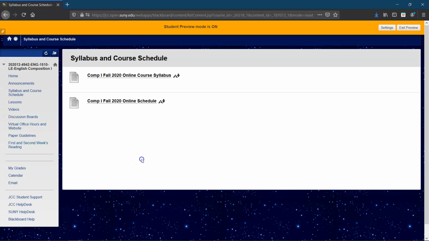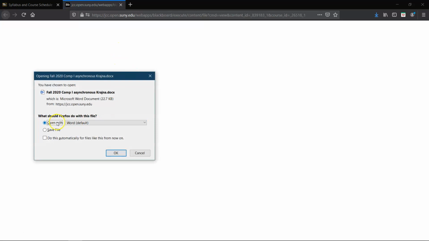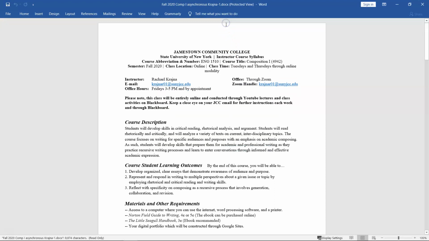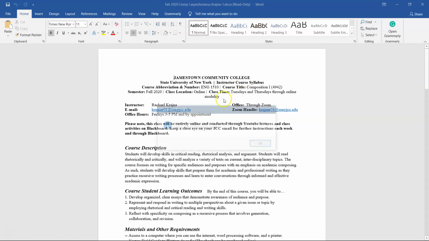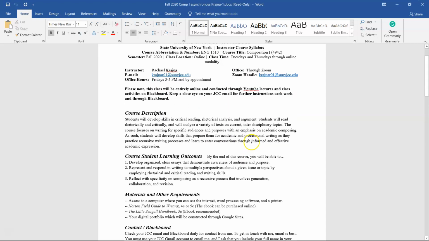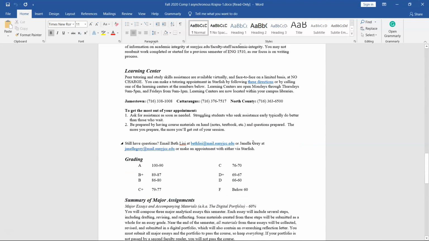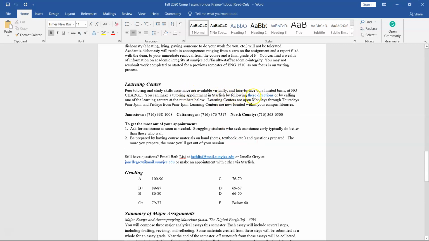Also, as another note, if you need further help from the Learning Center, they are also helping students with papers. You can even schedule an appointment for online tutoring if you need further help with the paper. That can also be found on the syllabus under the Learning Center. You can make a tutoring appointment in Starfish now by following the directions if you click on that link, or by calling one of the learning centers. The learning centers are open Mondays through Thursdays from 9 to 5 p.m. and Fridays from 9 a.m. to 1 p.m.